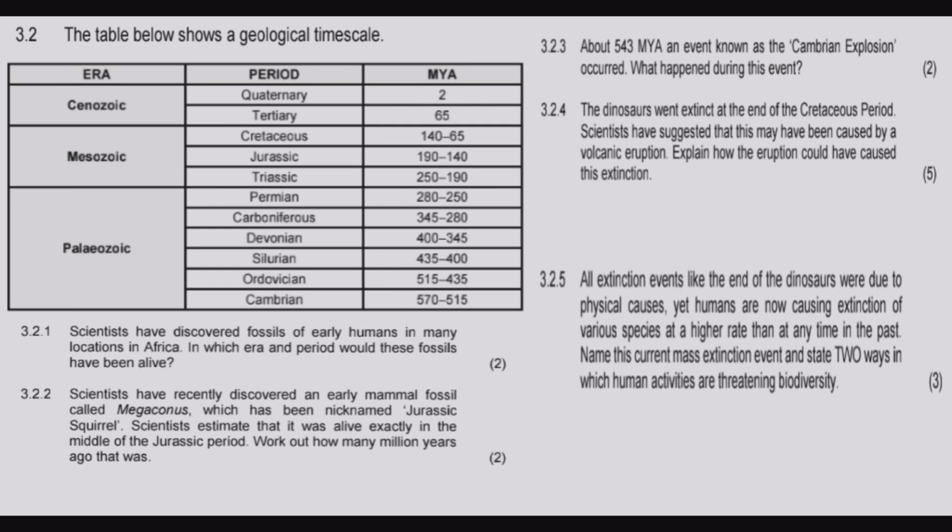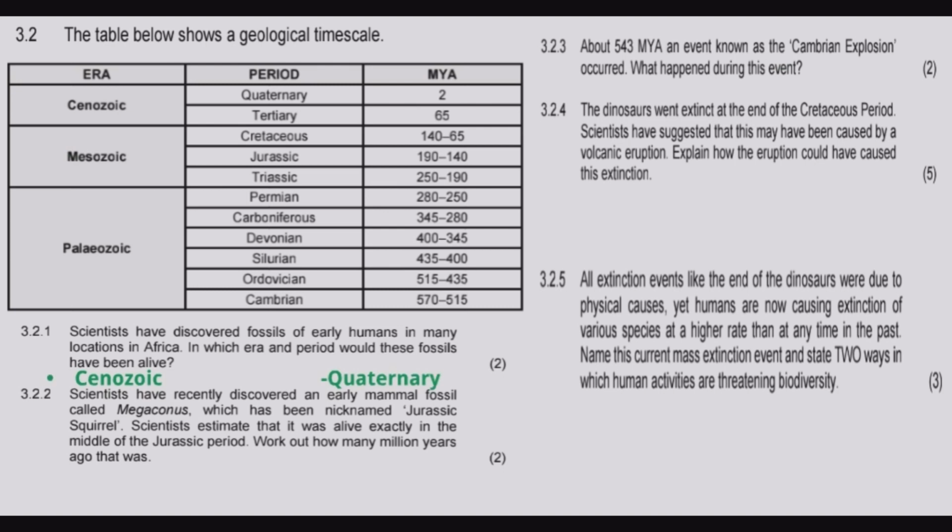Question 3.2.1 is as follows. Scientists have discovered fossils of early humans in many locations in Africa. In which era and period would these humans have been alive? The era is the Cenozoic, and the period is the Quaternary period.